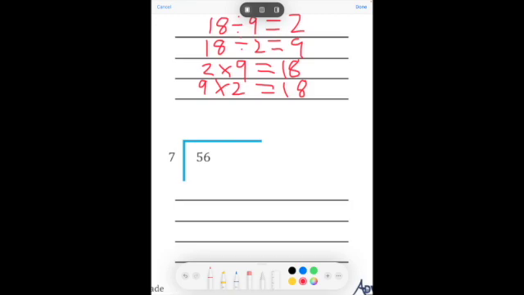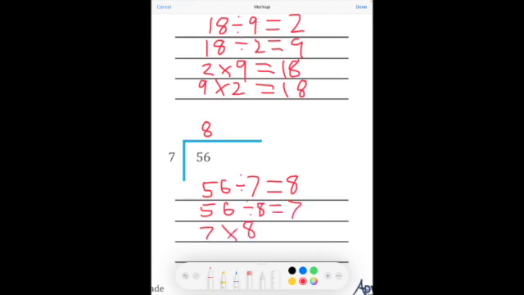Well, Theo, 7 times what equals 56? He's a genius. He knows that 7 times 8 is 56. So he does 56 divided by 7 equals 8. Then he writes it as 56 divided by 8 equals 7. 7 times 8 equals 56. And 8 times 7 also equals 56.